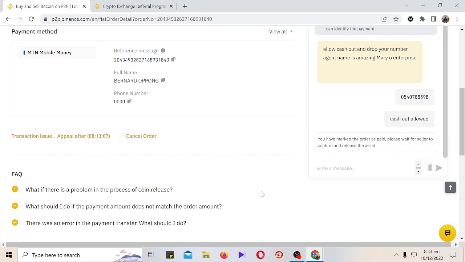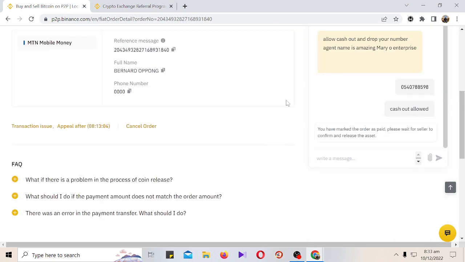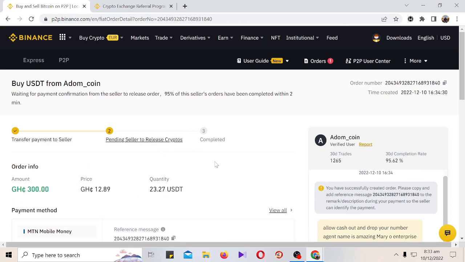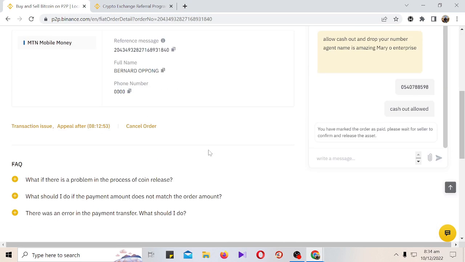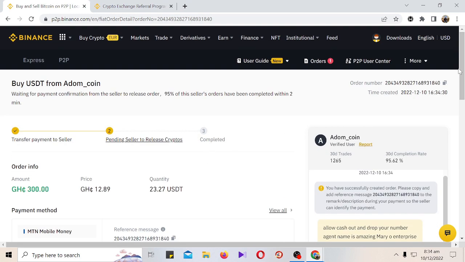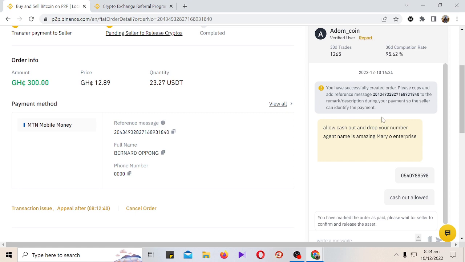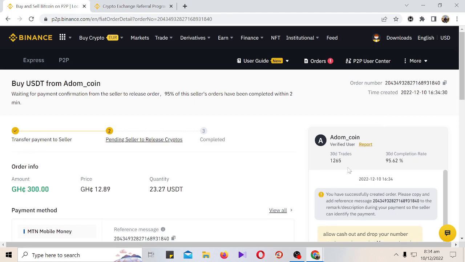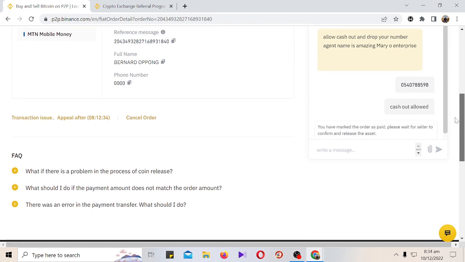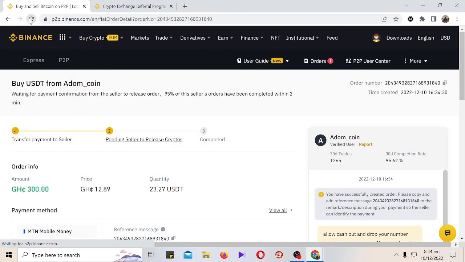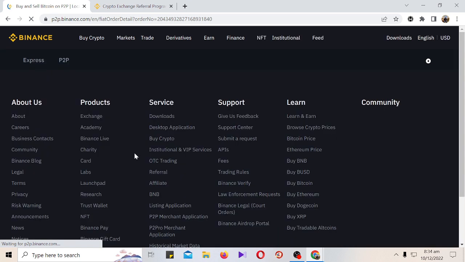Don't worry, it will just take a few minutes, a few seconds, and he will send us the crypto. What I always do is take a screenshot of the person so that if there is any complication, I'll be able to defend myself. So when you are sending the money, take a screenshot. Let's read the instructions here. You can see we have just sent the crypto to him. Now let's refresh our page.